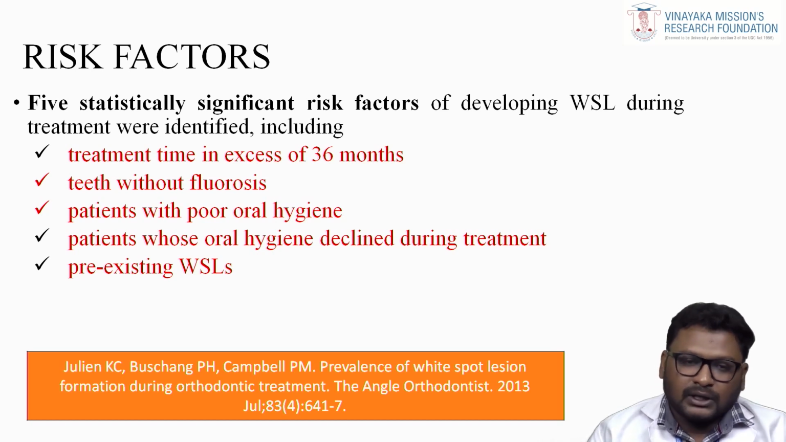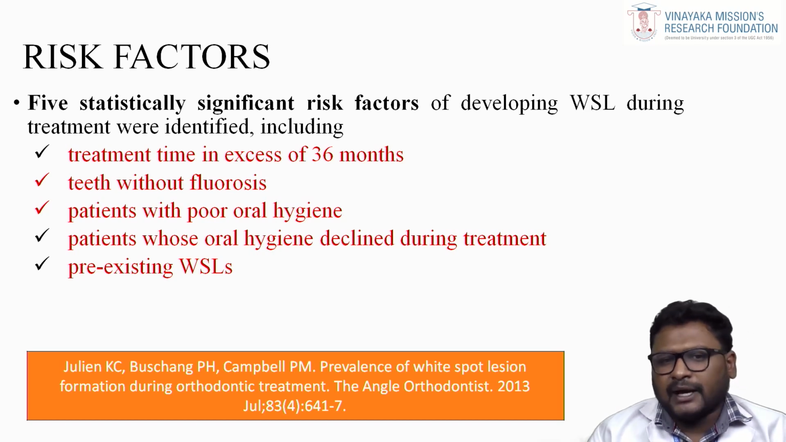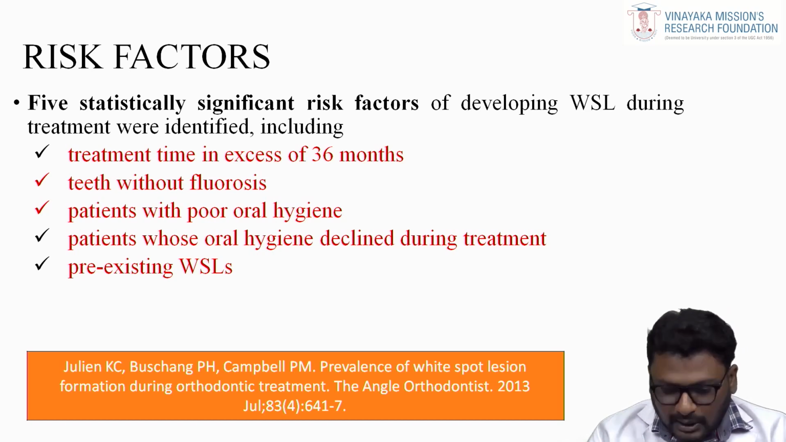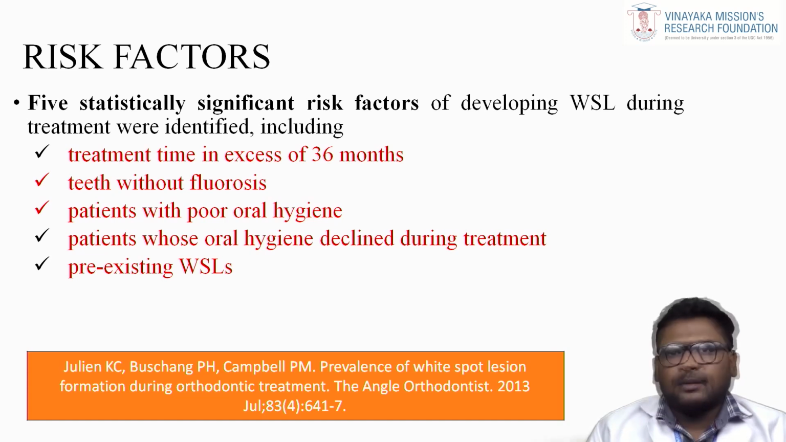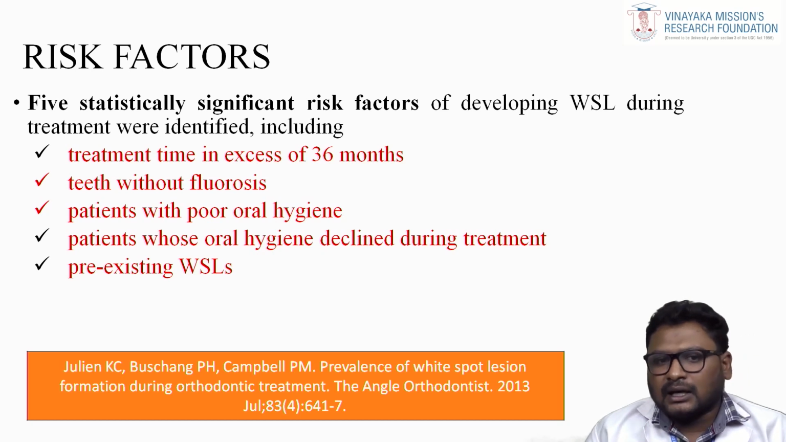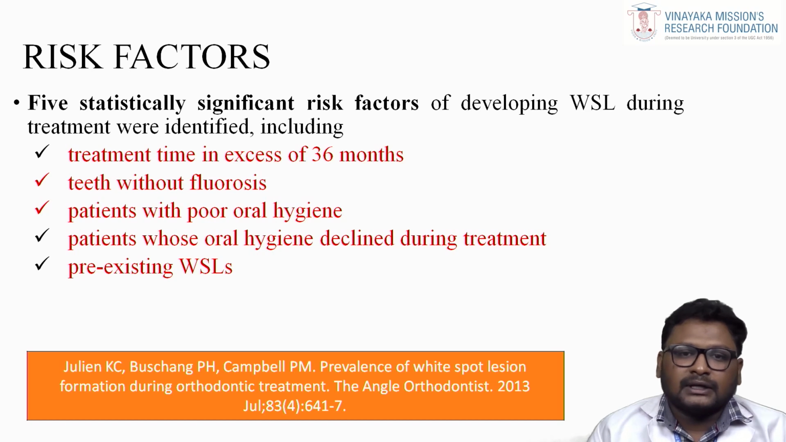And the third one, it's universal, is a patient with poor oral hygiene. If the patient does not maintain oral hygiene properly, that's really one of the major risk factors for the occurrence of white spot enamel lesions. And the fourth one is a patient whose oral hygiene declined during treatment. A few patients have good oral hygiene before the start of orthodontic treatment, but because of the brackets, bands and wires, they are not well aware that their oral hygiene will decline during the treatment. For that kind of patient, we have to motivate them to maintain proper oral hygiene.